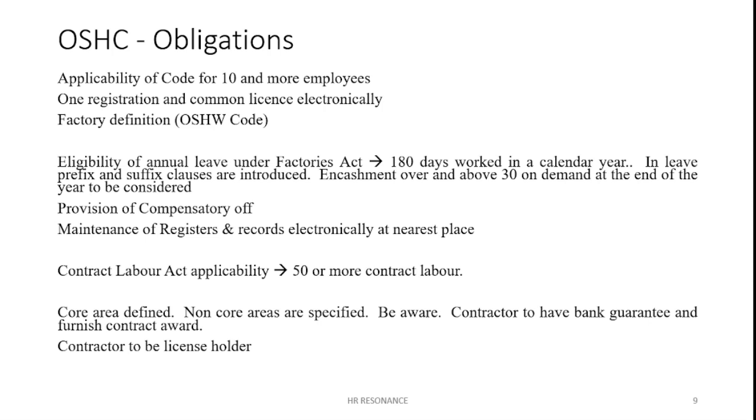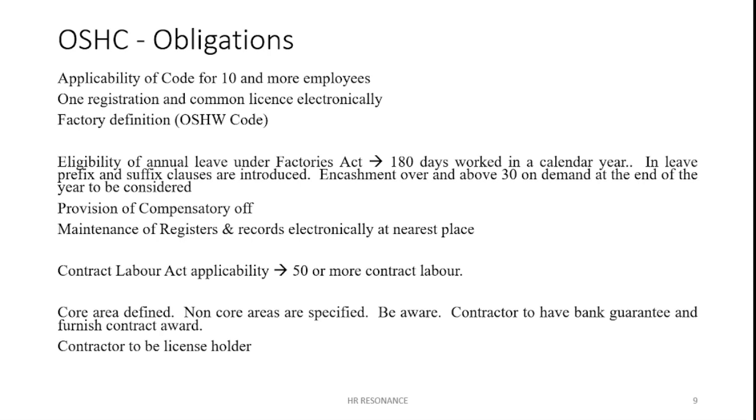And under this obligation, in the first place, employers should know that the applicability of the code is for 10 and more employees across, in the first stage. And one more advantage here is that one registration and a common license electronically is introduced under all the provisions of the regulatory laws, which you have to wait and see. Already rules have been notified for all that. And the factory definition is also widened. Earlier it was 10 and 20. Now it has been enhanced. So this is one more provision the employer should be aware of.